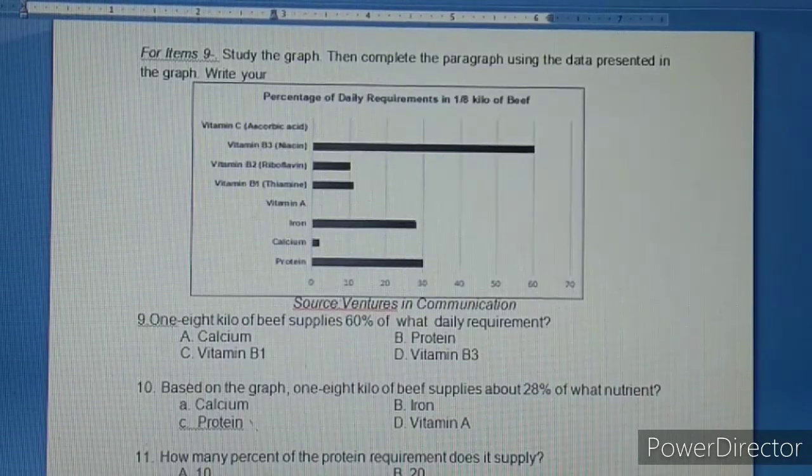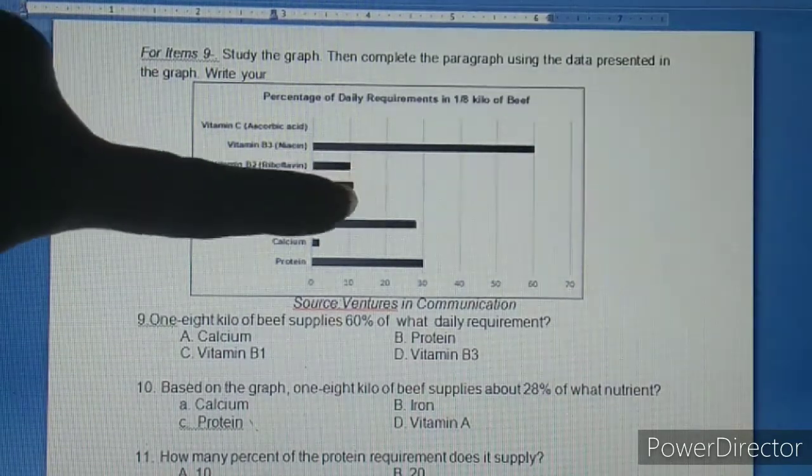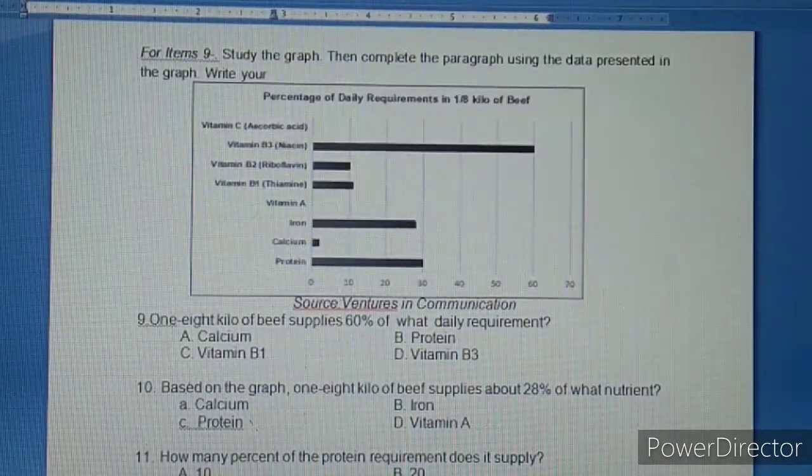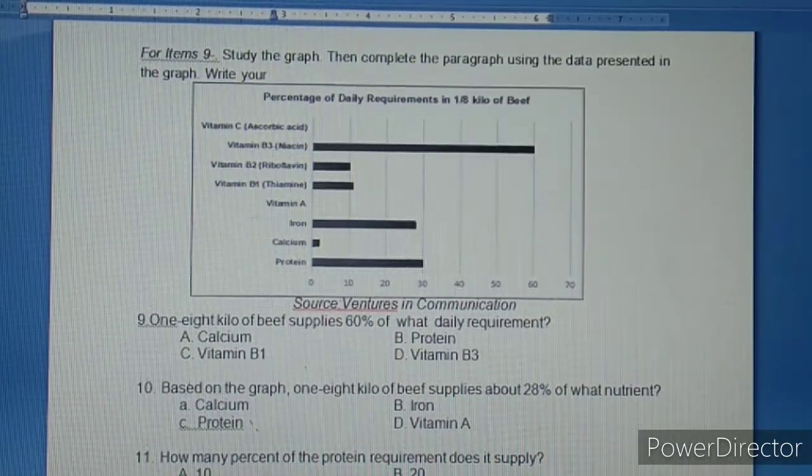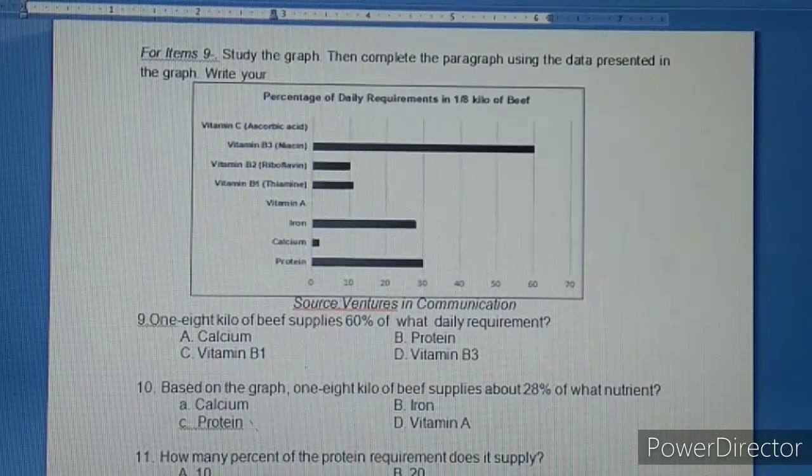For item number 9, study the graph, then complete the paragraph using the data presented in the graph. Write your answer in your answer sheet. So this is the graph. Number 9. 1/8 kilo of beef supplies 60% of what daily requirement? A. Calcium, B. Protein, C. Vitamin B1, D. Vitamin B3.